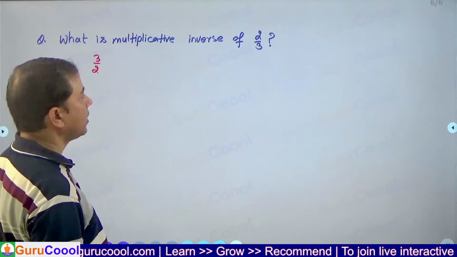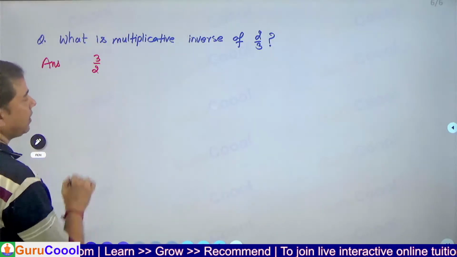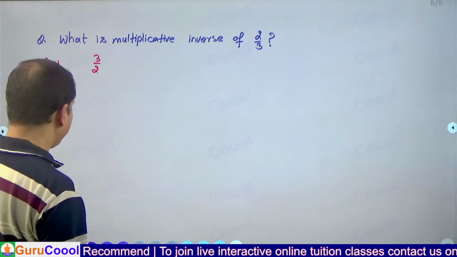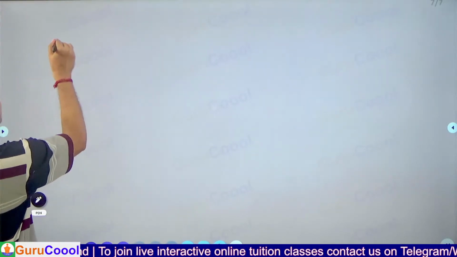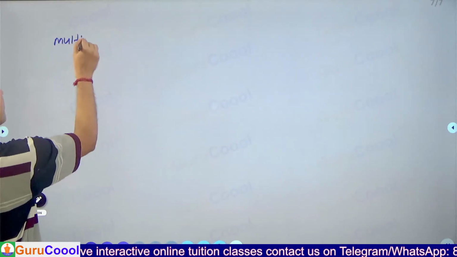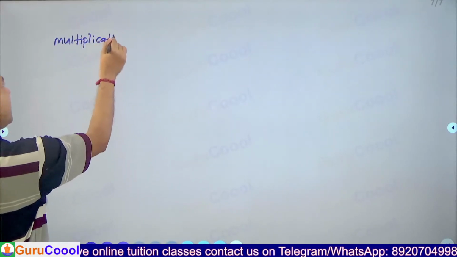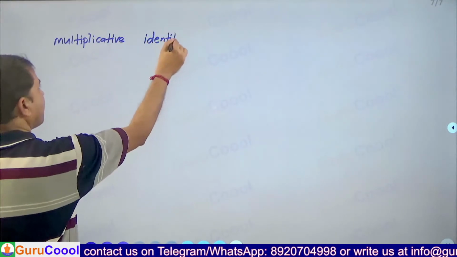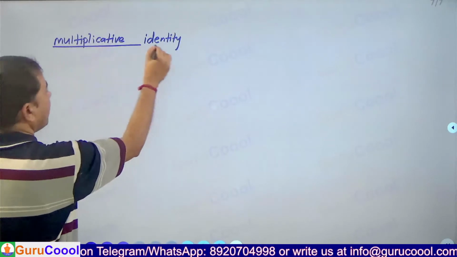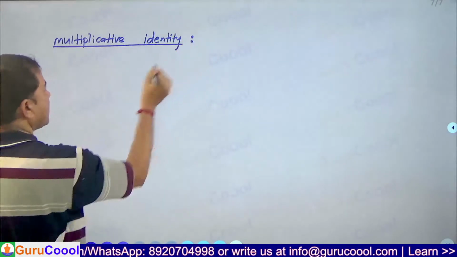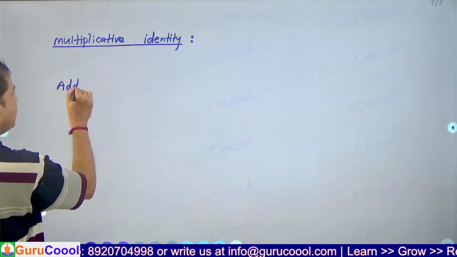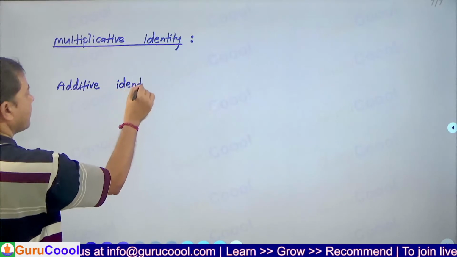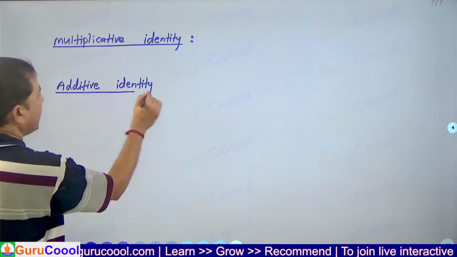Let us understand what's the fact. Multiplicative inverse and multiplicative identity are the two things we need to learn here. Multiplicative identity. Before this, we discussed about additive identity. Do you remember? Yes, sir. Additive identity.